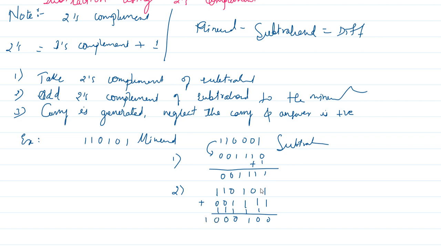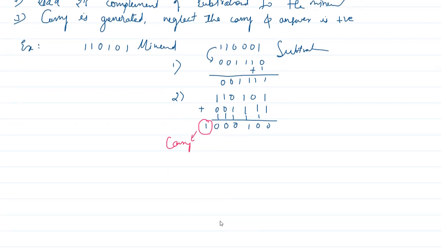If you observe how many bits are here for the minuend and subtrahend, 1 2 3 4 5 6, 6 bits are there, but we got the answer with 7 bits. So it simply means that whatever is generated here is called a carry. If carry is generated, our step says neglect the carry and the answer is positive. Okay, this is how we perform subtraction using 2's complement.